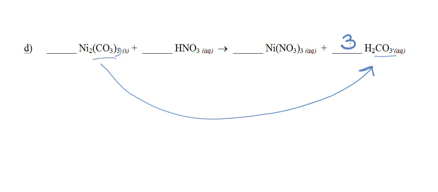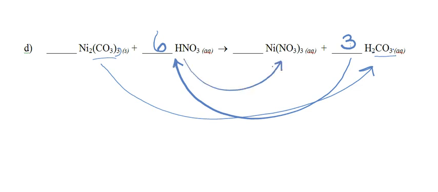How many total hydrogen do I have? That's right, I have 6. How many hydrogen do I have over here? Just 1. So put a 6. Okay, so now we've gone this way. Okay, so my carbonates and my hydrogens are balanced. Now let's serve it back over this way.